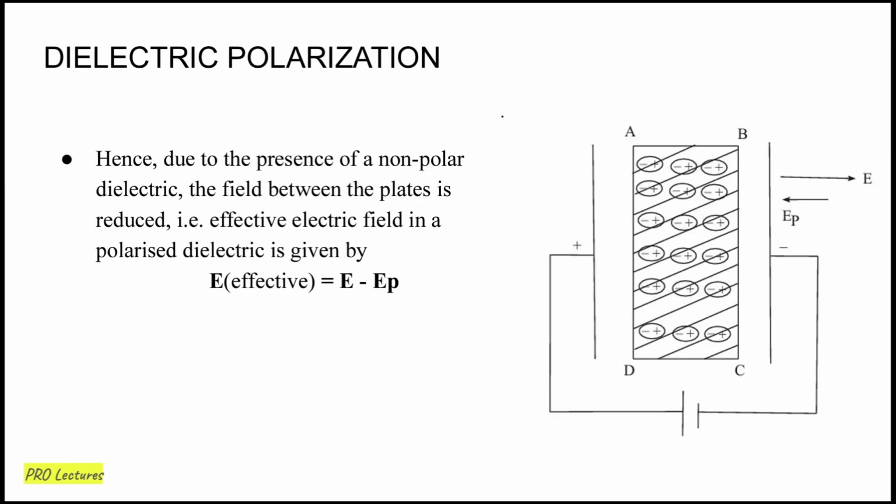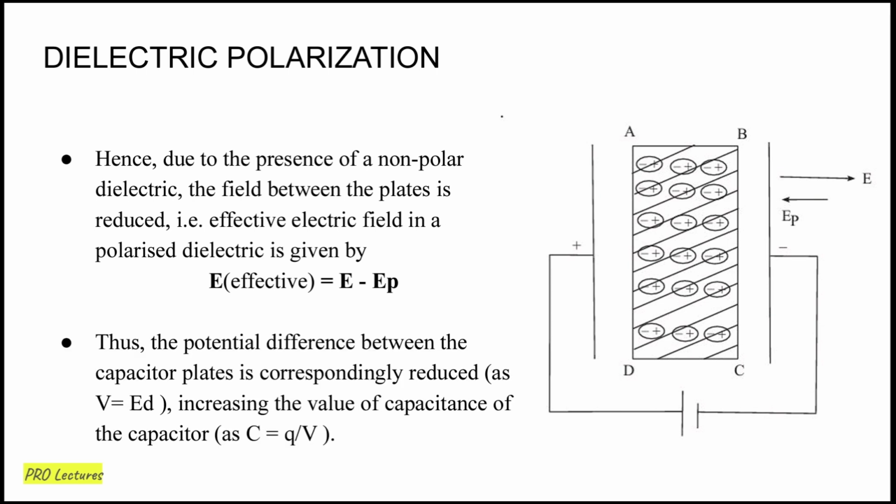This effective electric field, E effective, inside the dielectric can be written as E effective = E - EP, where EP is the field induced by polarization. Because the effective electric field is reduced, the potential difference between the capacitor plates is correspondingly reduced, and hence, since capacitance is inversely proportional to the voltage, this leads to an increase in the capacitance of the capacitor.